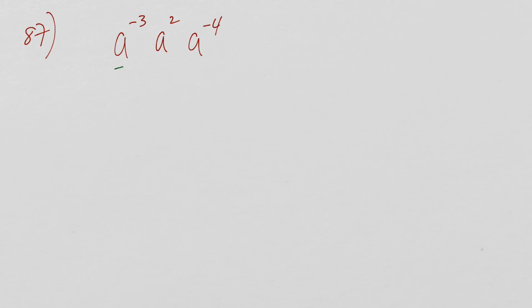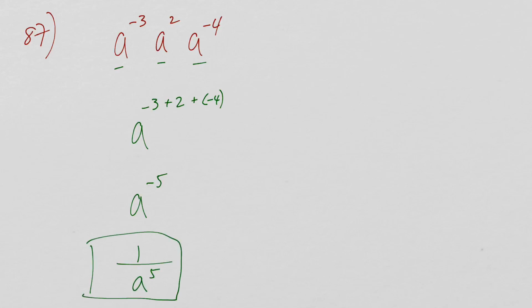Okay, here we have the bases. They're all the same, so it remains the same, and then we simply add the exponents. So this is going to become a to the negative 5, which will become 1 over a to the positive 5, and that's all you can do.